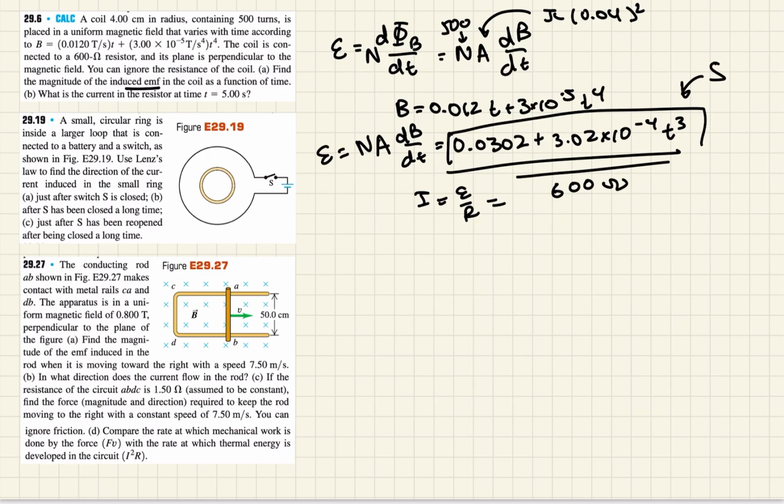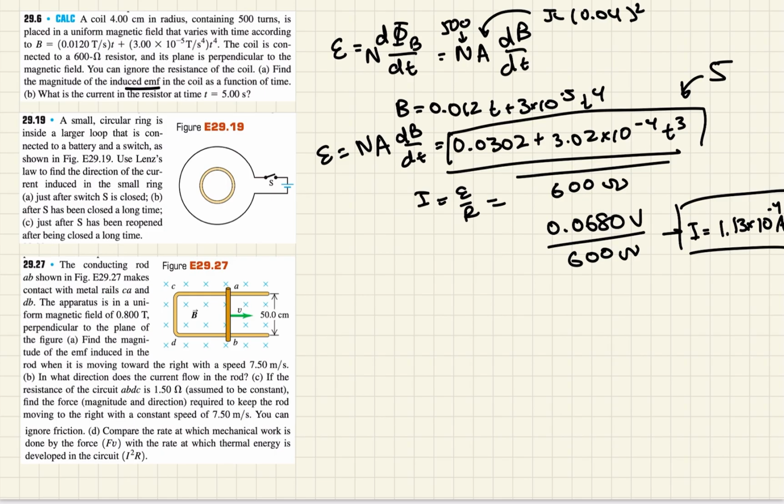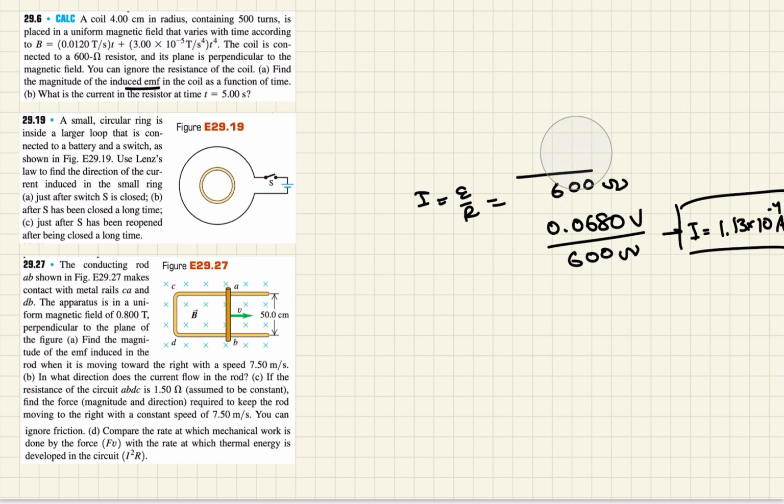So if you plug in 5 into that, you're just going to get an induced EMF of 0.0680 volts. And then divide by 600 ohms, you're going to get a current of 1.13 times 10 to the power of negative 4 amps. And so that's going to be your induced current at 5 seconds specifically. Okay, that was just simple Faraday's law.